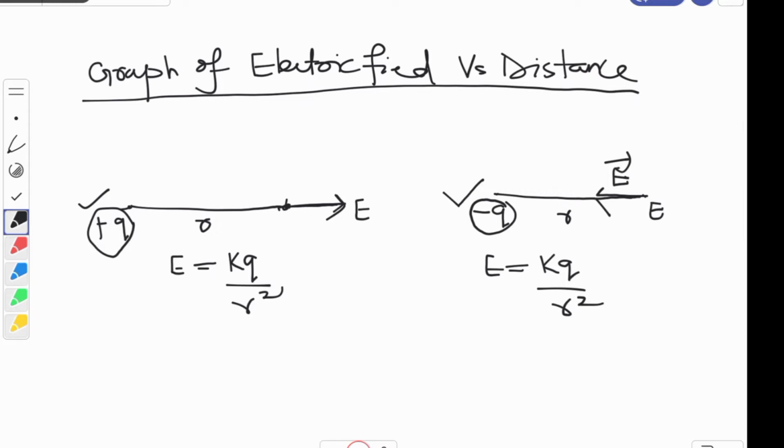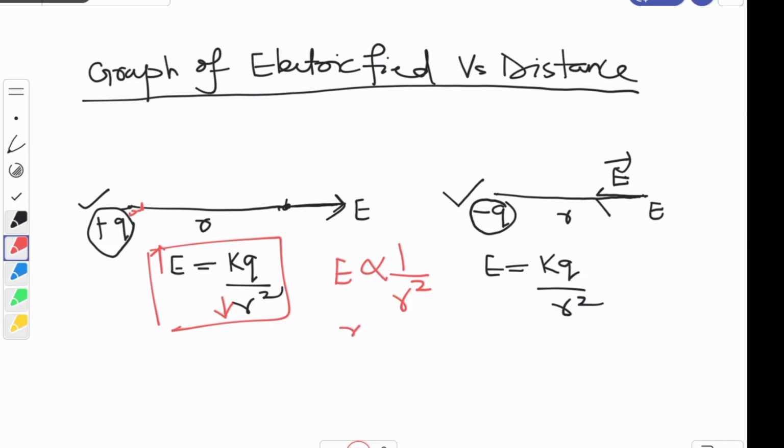Okay, you can now see from this formula that E is inversely related to r square. That means if we want to find the electric field just near the charge, the distance is very less. So when r is less, the electric field intensity will be more.